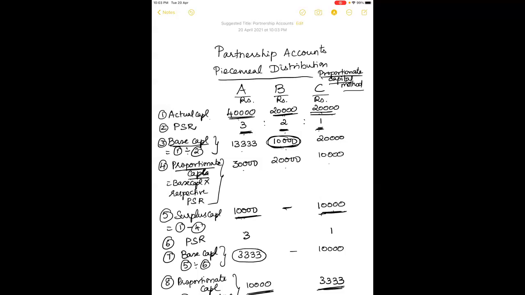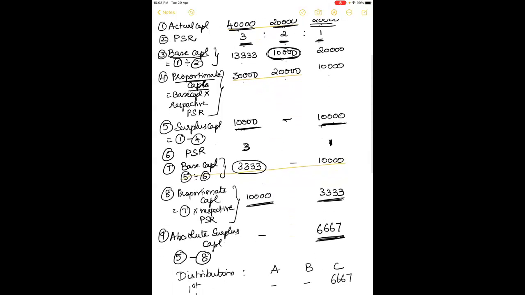But A's profit sharing ratio is 3 and C's profit sharing ratio is 1. So between these two, again we have to proceed to find who is having surplus capital. For this we have to repeat the previous steps. Surplus capital and then profit sharing ratio 3, 1. Surplus capital divided by profit sharing ratio, you get 3,333 here, 10,000 here. Among these two figures, the smallest amount is taken as the base capital. Fixing this base capital, we find the new proportionate capital, that is profit sharing ratio into base capital. 3 into 3,333 is 10,000; 1 into 3,333 is 3,333.